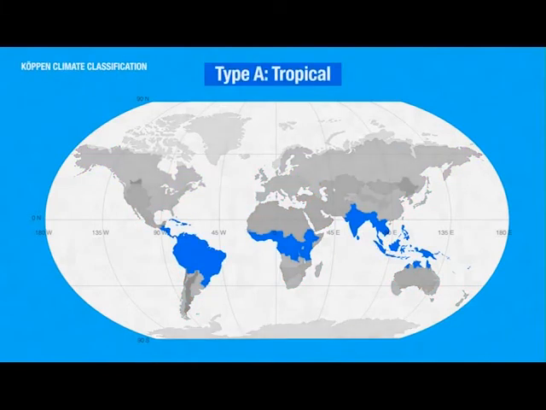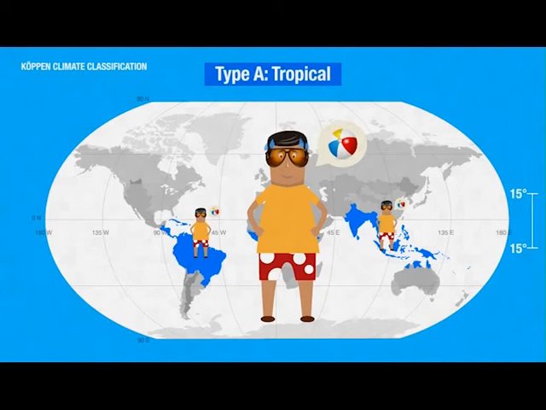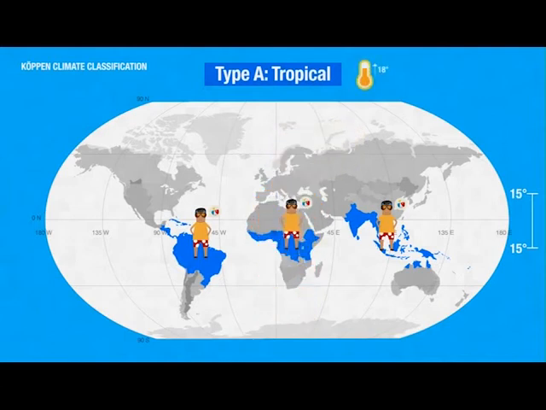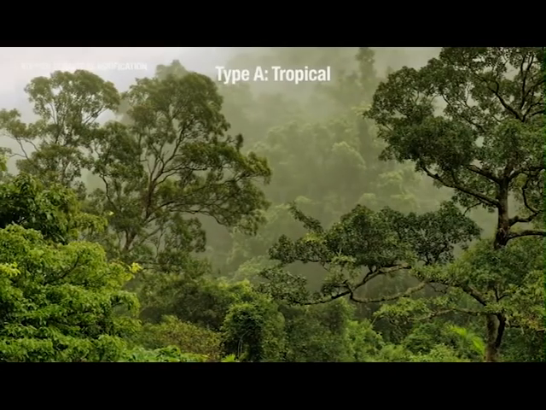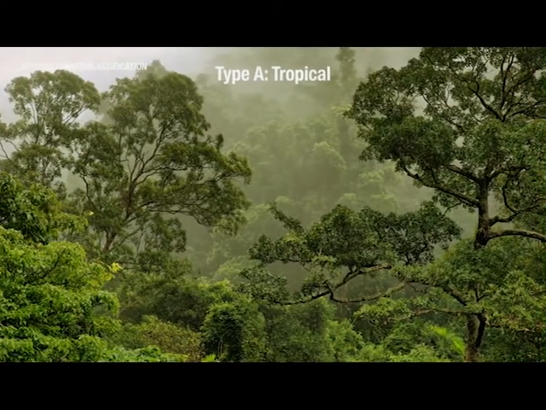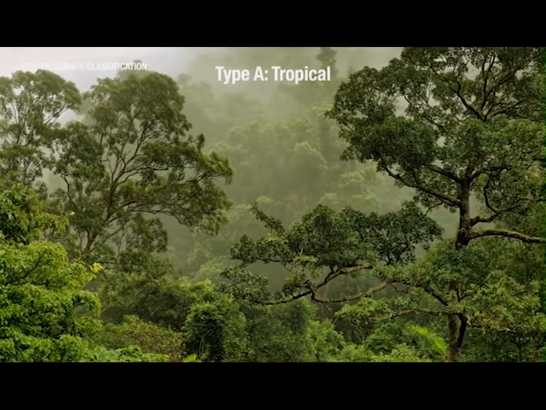Type A climates are tropical. Tropical climates are mostly located in a ring around the middle of the globe, between latitudes 15 degrees north and 15 degrees south. They are known for being warm all year round, with average temperatures never falling below 18 degrees Celsius. Many locations with such climates are tropical rainforests, which receive high amounts of precipitation. Examples of places with Type A climate are the tropical rainforests of Central and South America.